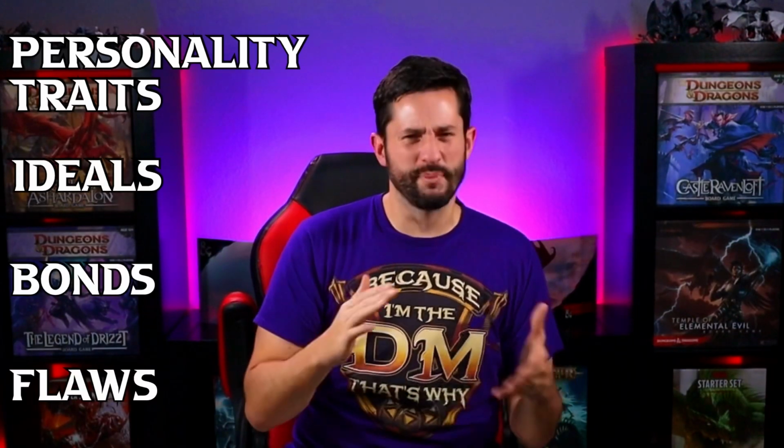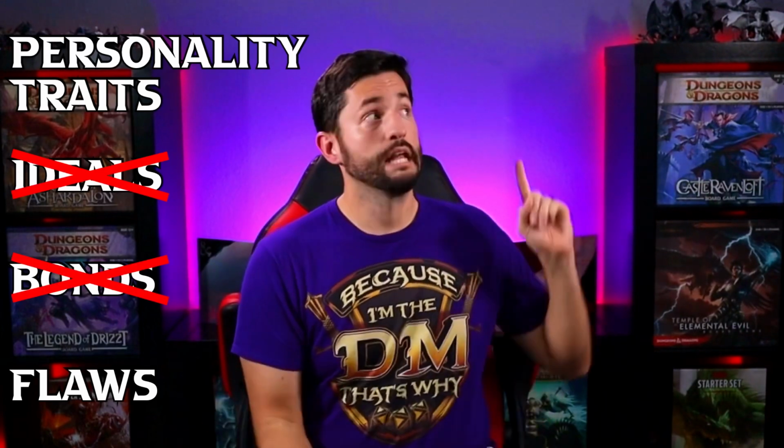On the Dungeons & Dragons character sheet, there's 4 things: personality traits, ideals, bonds, and flaws. This has never really been all that helpful to me, especially the ideals and bonds part. I really feel like stuff like that fits more into their backstory. Link right here for that video.